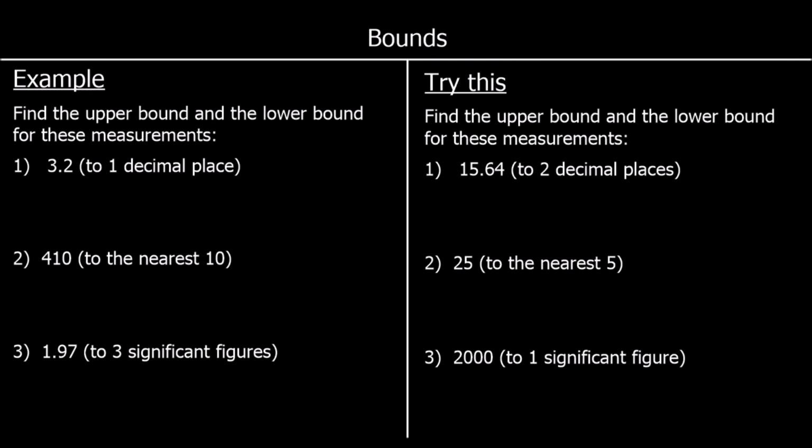So let's look at finding the upper and lower bound for some questions. So the question is find the upper bound and the lower bound for these measurements. So question 1, we've got 3.2 to 1 decimal place. So 3.2, the one up is 3.3, down is 3.1. So the lower bound is halfway between 3.1 and 3.2, so 3.15, and the upper bound halfway between 3.2 and 3.3, 3.25.